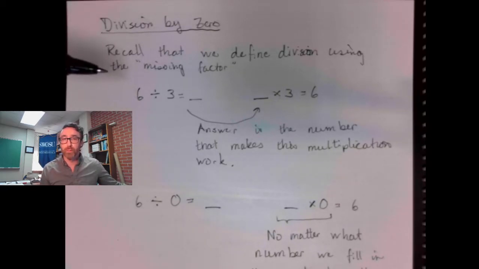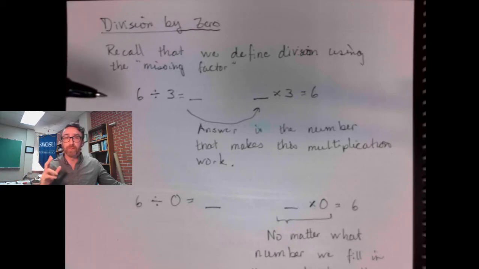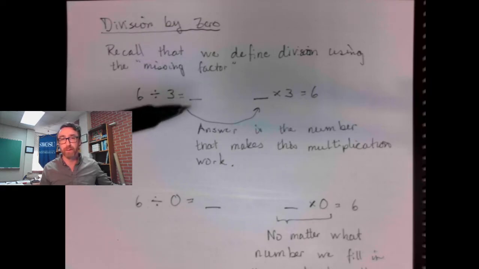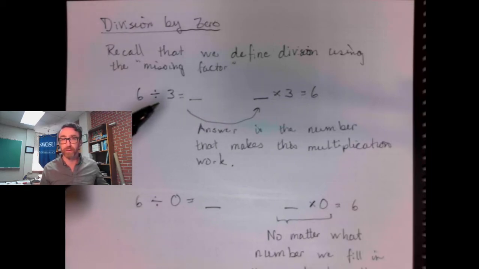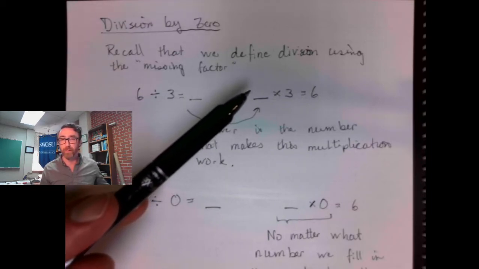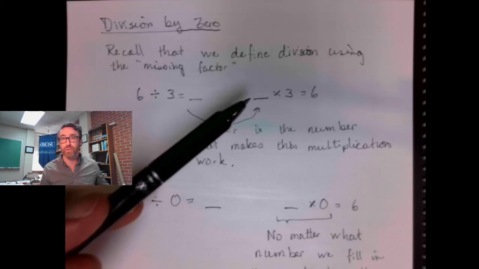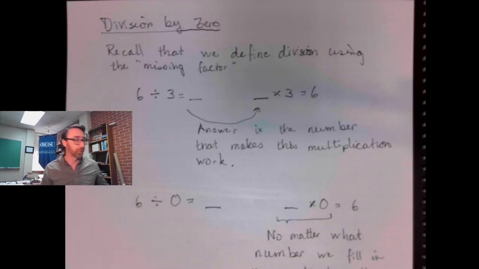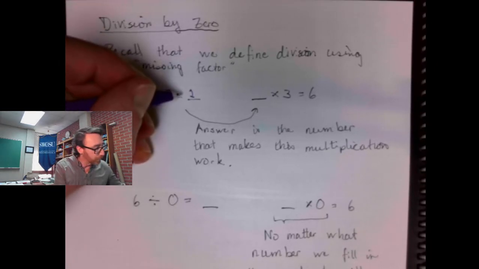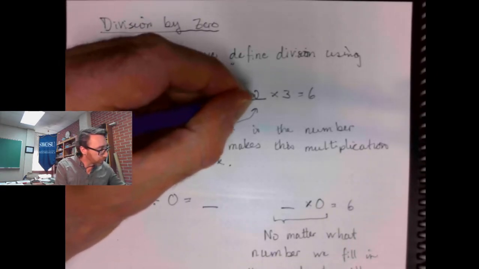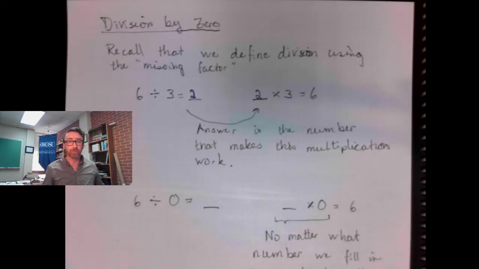Remember, we're defining division using this missing factor interpretation. 6 divided by 3 equals blank. Whatever answer we're going to put here has to be able to answer this question over here. The answer to this division problem is the answer that would make this multiplication fact true. So 6 divided by 3 is 2 because 2 times 3 is 6.